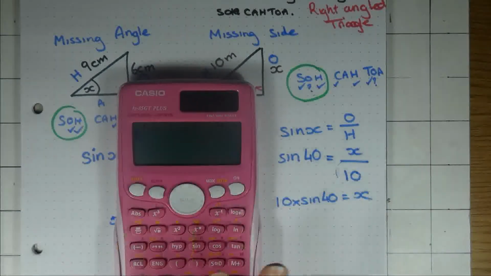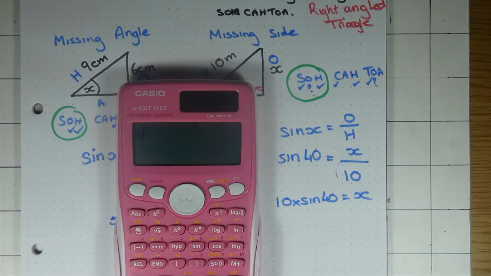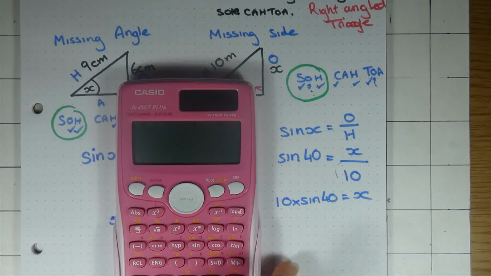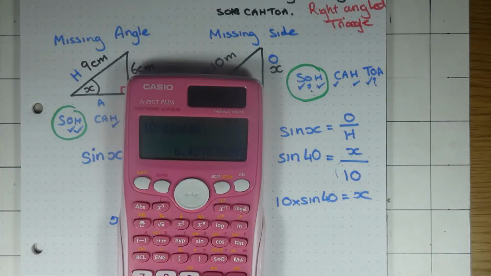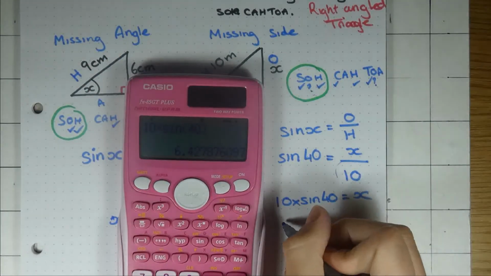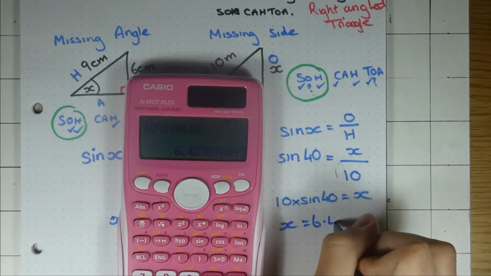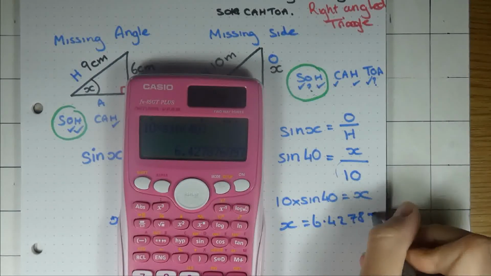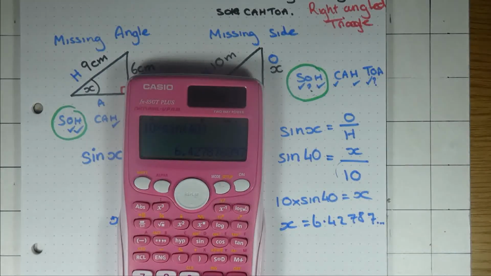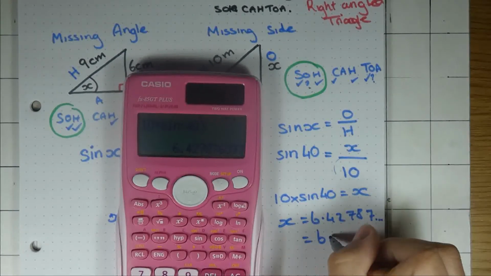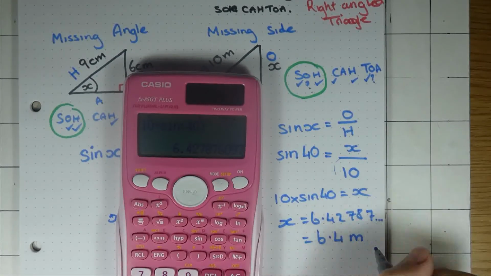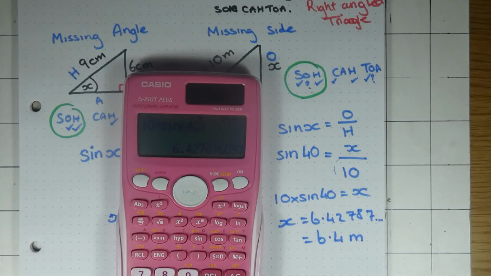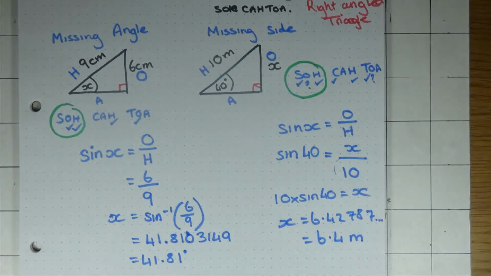I don't have to do any fancy shift buttons, I can just do 10 times sine 40 equals, and I get a lovely long horrible answer. So it's x equals 6.42787, and I've not got space, dot dot dot, which I'll round to 6.4 meters. And remember to put your units on the end there.